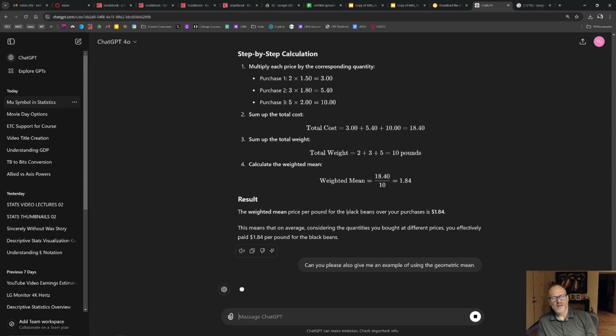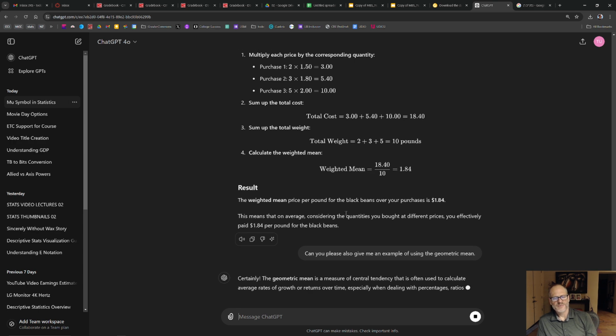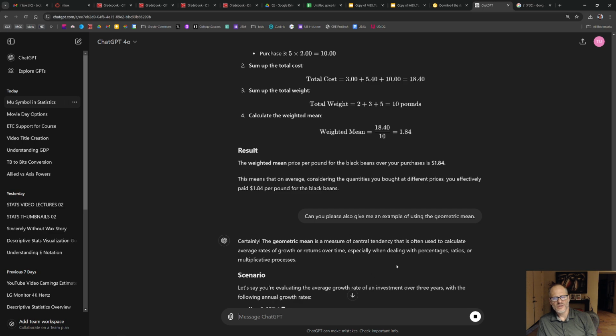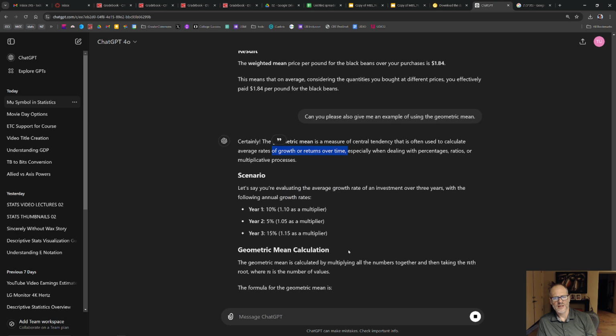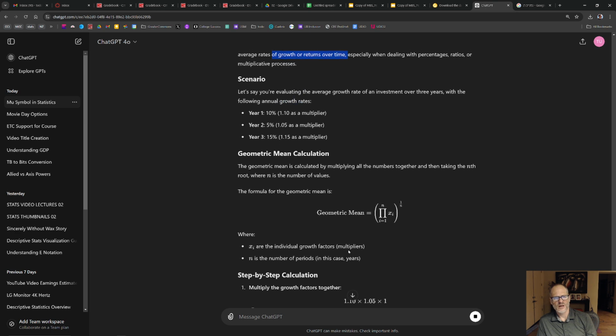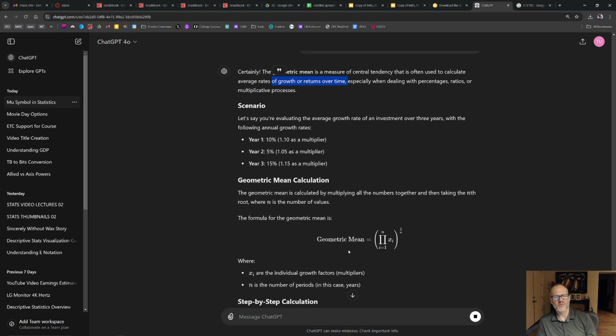And so we'll see this here in just a second. We'll let that come out. So it's used to calculate average rates of growth or returns over time, especially when dealing with percentages, ratios, or multiplicative processes. So year one, 10%, we have 1.10 as a multiplier. Year two, 5%, we have 1.05 as a multiplier.